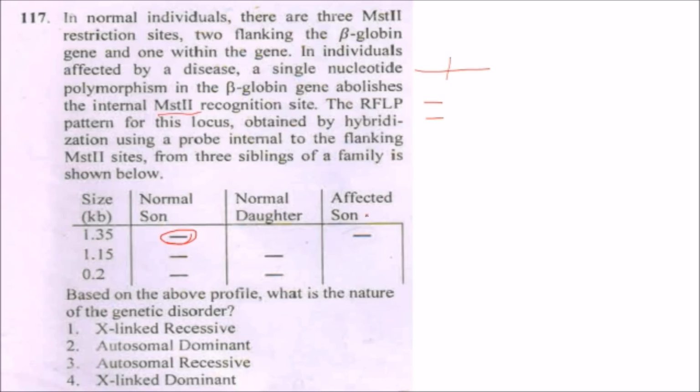But in the affected son, it is the recessive one. If it were dominant, then the individual would not be normal, rather it would be affected. And it is autosomal recessive because it is present in the son. What we know is that the son will have the X and Y chromosome, and X will express the gene. So if the gene were present there, then it would not be possible for a son to be normal. So the answer will be autosomal recessive.